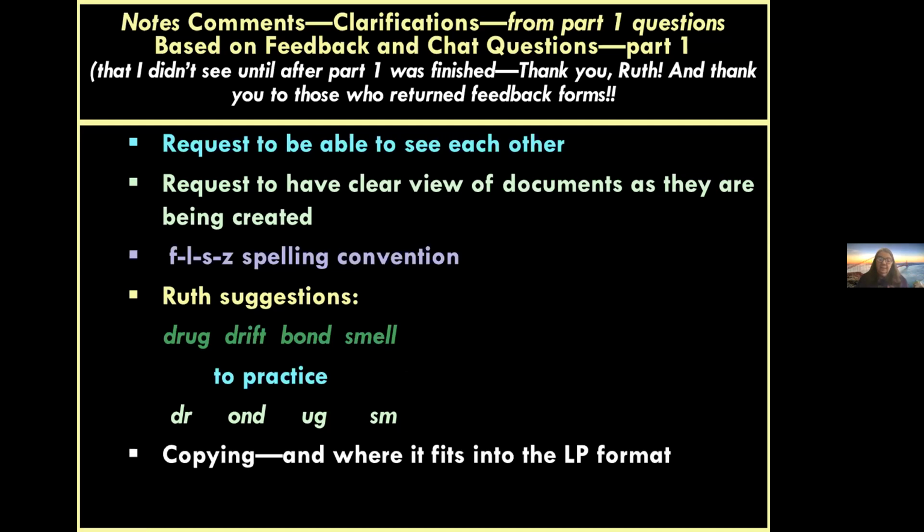And then the copying we'll cover more next time when we talk about the visual side of the lesson plan, and the decoding to proofread.